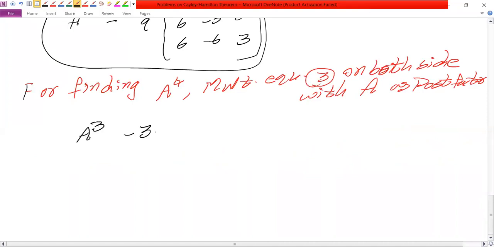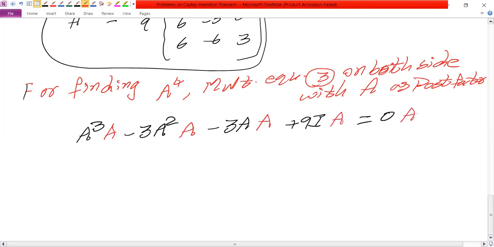A cube minus 3A square minus 3A plus 9I equals 0. This one I am multiplying with A as a post factor. Just for identification purpose, I use different colors here.